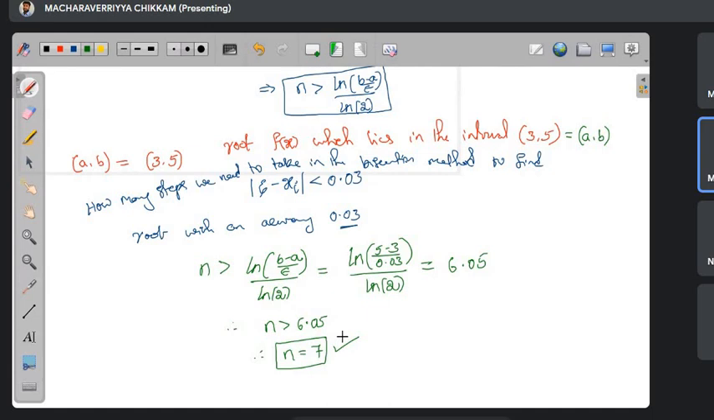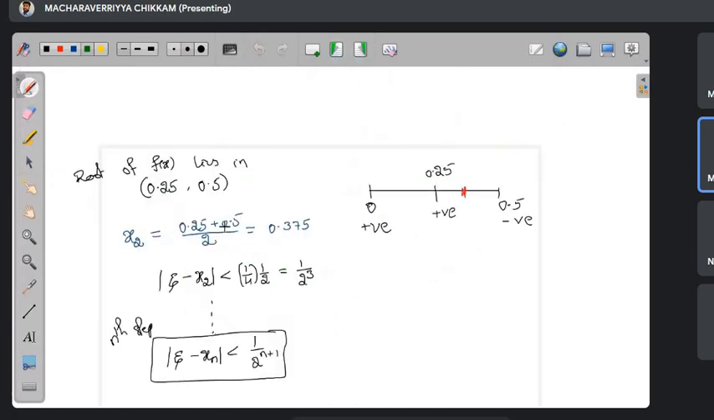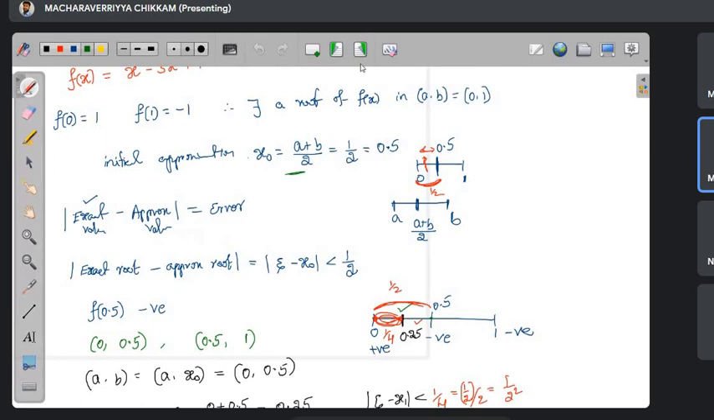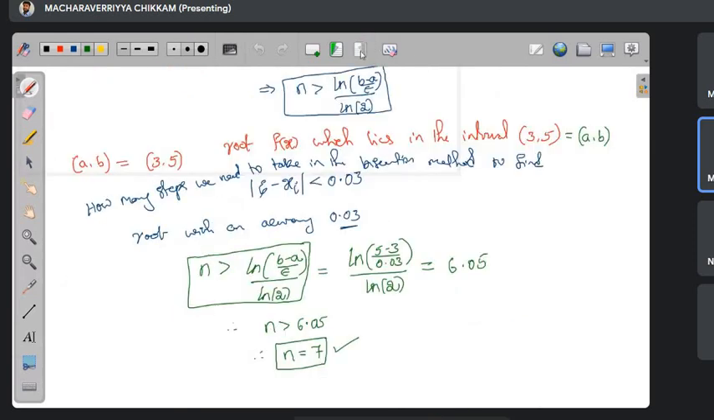So if you are asked to solve a problem using the bisection method with some accuracy, first you need to find n using this formula. After finding n, you proceed with the calculation. Let me tell you how to solve this problem simply using a table, because writing every step out like this looks lengthy, but in a table it looks better.